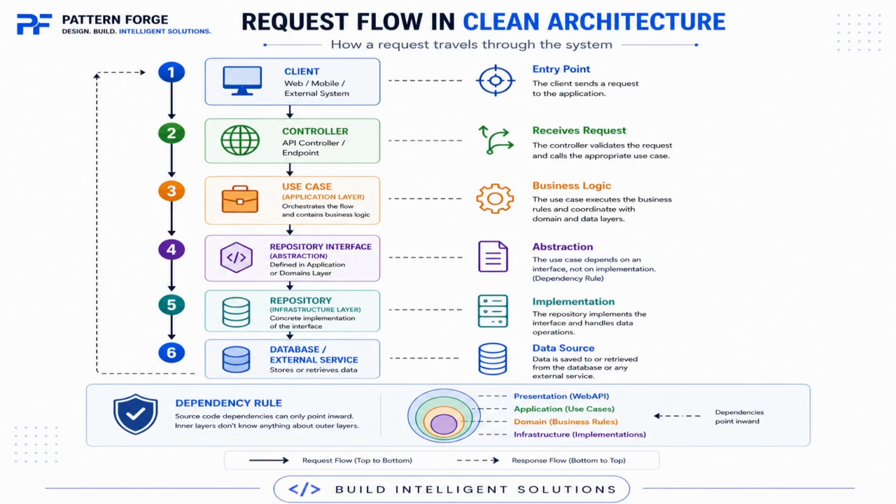In a clean architecture, the controller should remain very thin. Its responsibility is simply to receive the request, perform basic input validation if required, and pass the request to the application layer. It should never contain any business logic.